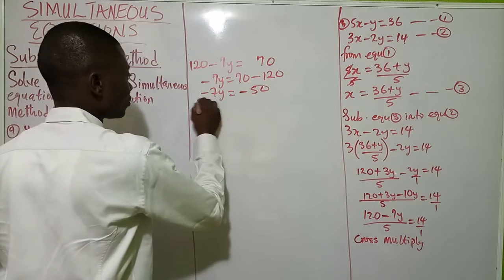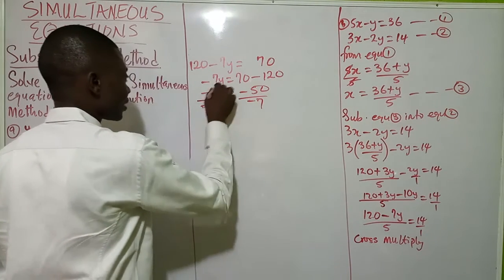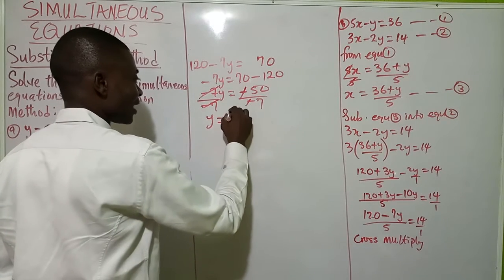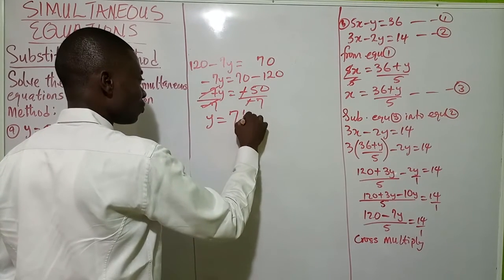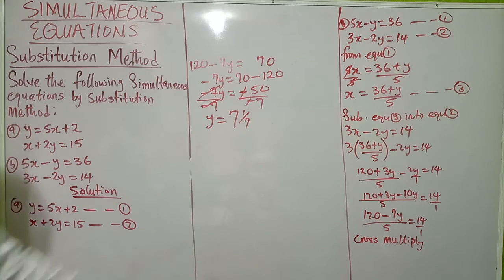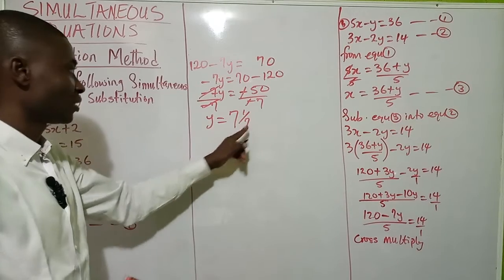So what will I do from here? I'll divide both sides by minus 7. So this cancels this. y is equal to 50 divided by 7, which is the same as saying 7 whole number 1 over 7, or 50 over 7. How many 7s do you have in 50? 7, remainder 1 over 7.